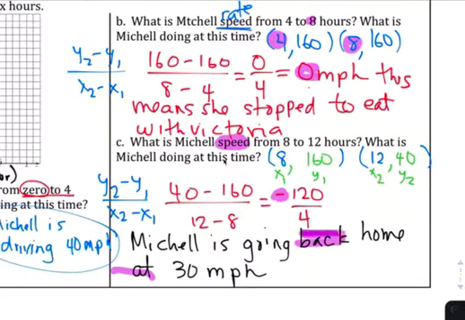Same thing with the last one, 8 and 12. And because it's negative, that means she's going back home. You get this negative there, it means she's going back home. And we got her speed of negative 30 miles per hour going back home.